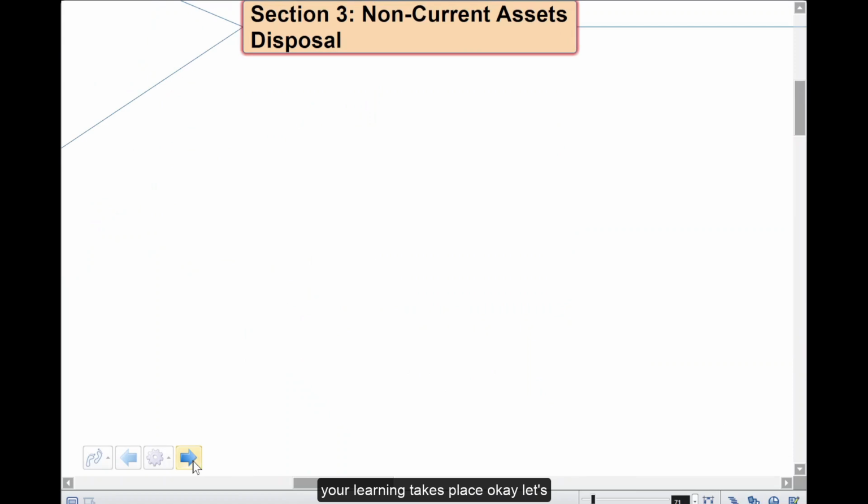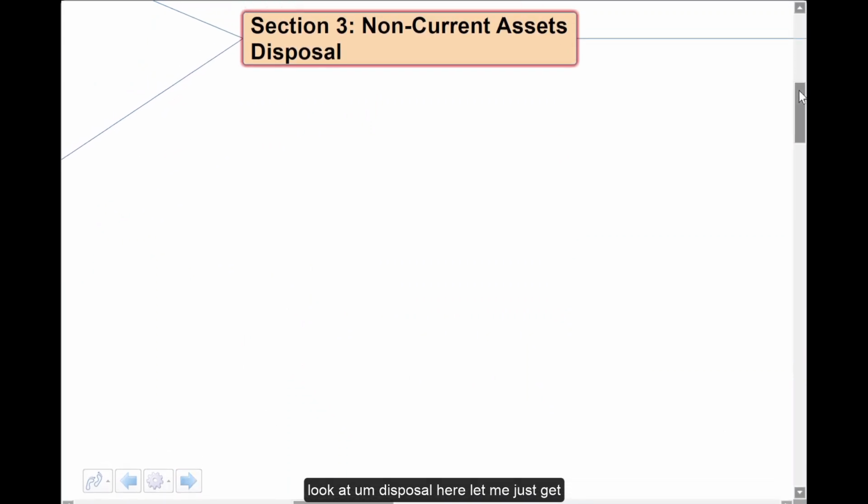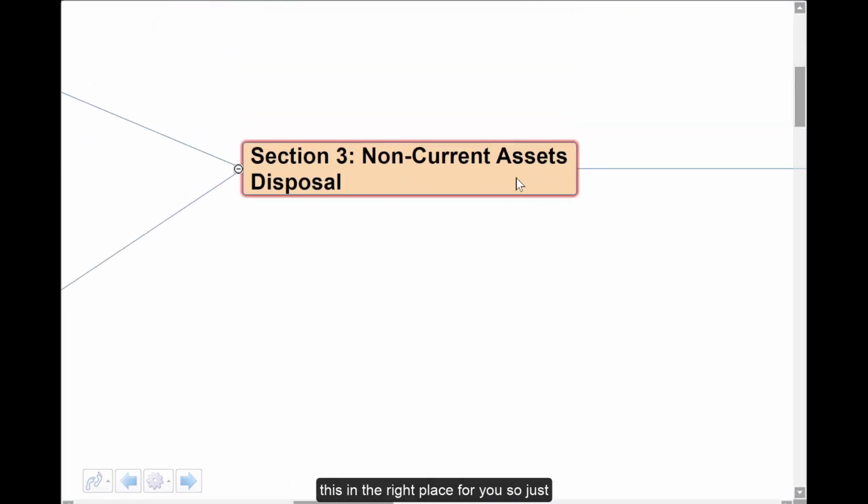Okay, let's look at disposal here. Let me just get this in the right place for you. So just to recap so far, we've talked about buying an asset. We've talked about directly attributable costs. We've talked about depreciation and carrying amounts, methods, etc.